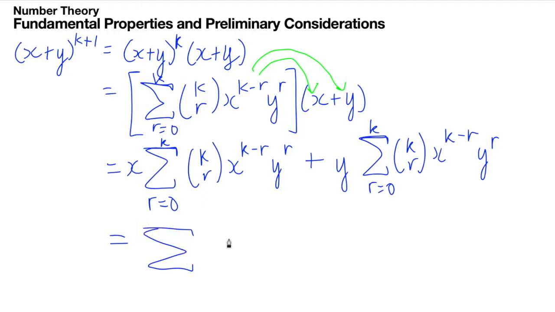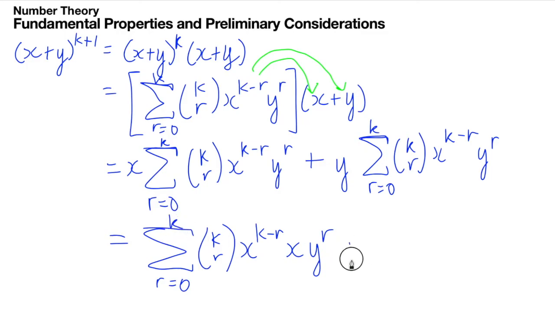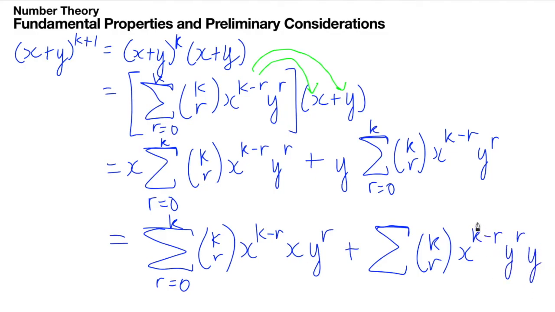Summation of k choose r, x raised to k minus r, times another x, times y, r running from 0 to k, plus the summation of k choose r, x raised to k minus r, y raised to r, times y, this time it's y, where r is running from 0 to k.